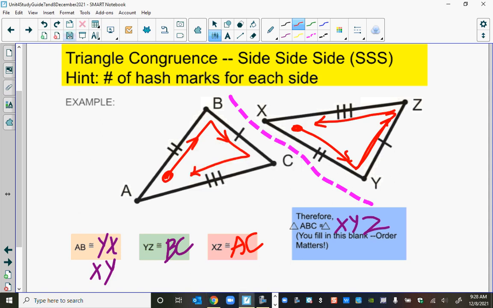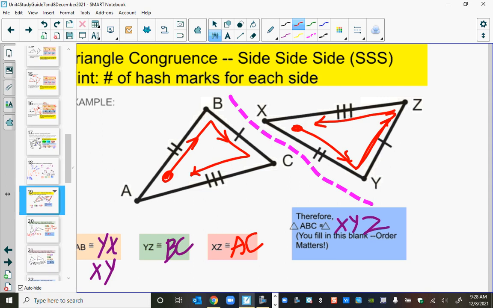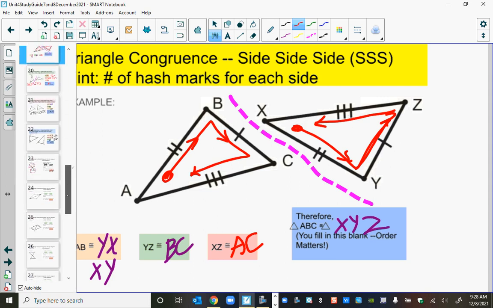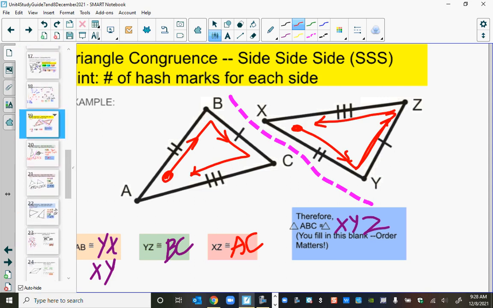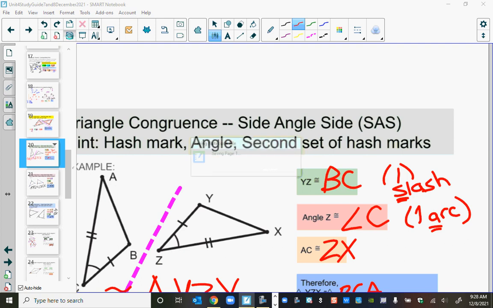Okay, moving on. Questions before we continue? I want to get to at least a couple more. All right, 20, 21, 22, 20. All right, 4 more. We can do this.